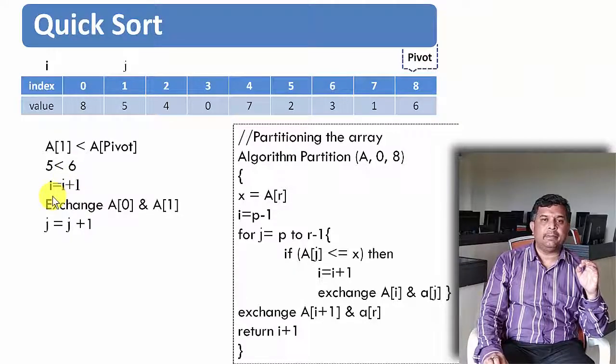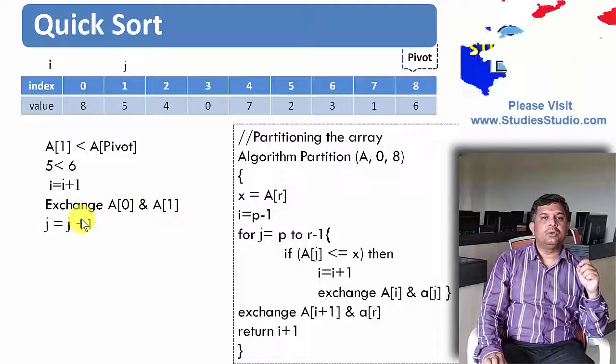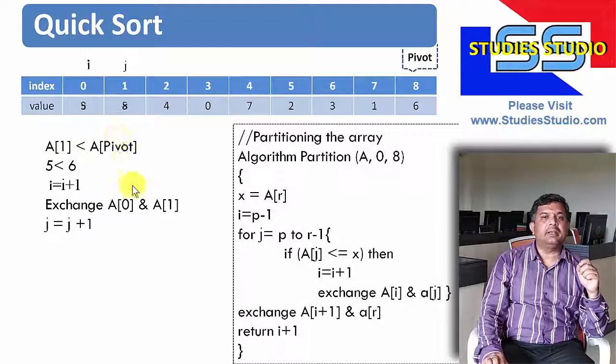I am going to increment i by 1 and exchange A0 and A1 values, and then increment j by 1. So i is incremented by 1. I have exchanged these two values and j is incremented by 1. Now the A[j] value is pointing to 4 and the pivot value is 6.